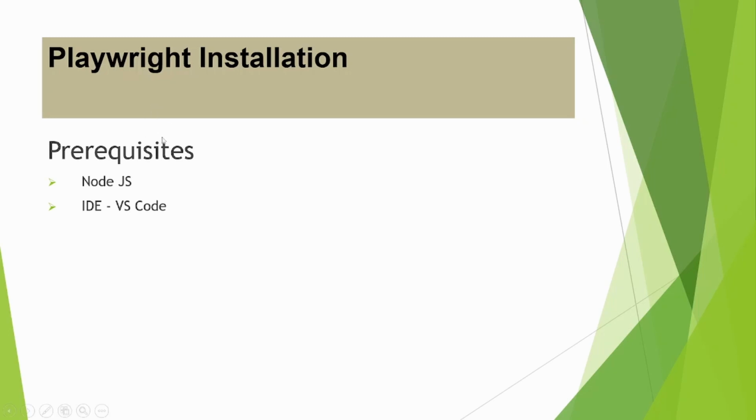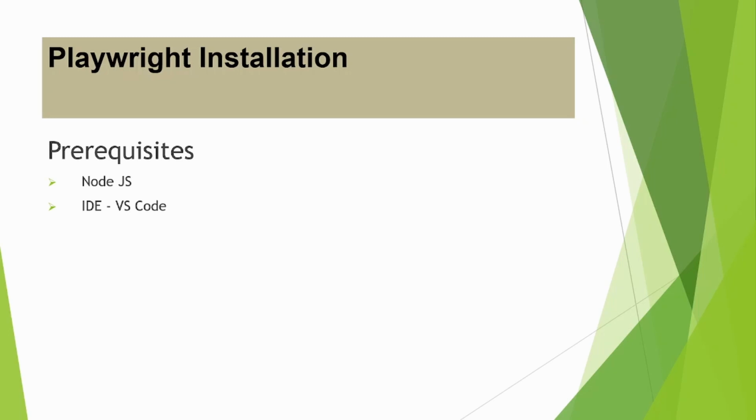These are the two prerequisites. First software requirement is Node.js. Node.js is a server. Using Node.js we can run the Playwright code with TypeScript or JavaScript. Second requirement is an IDE, that is integrated development environment. One of the IDEs is VS Code, that means Visual Studio Code, which is used to write the scripting.